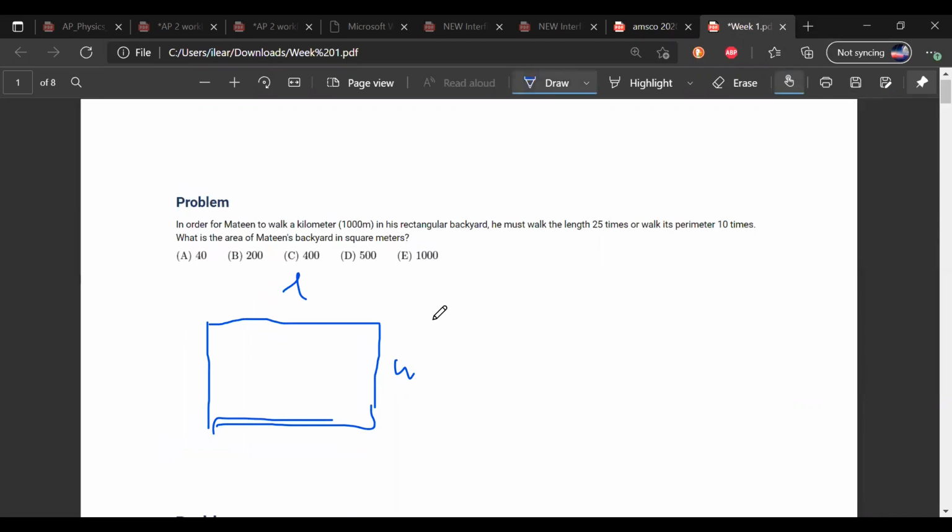So here we can just write an equation about this. So we have 25L, where L represents the length, is equal to, so the perimeter is equal to 2L plus 2W.